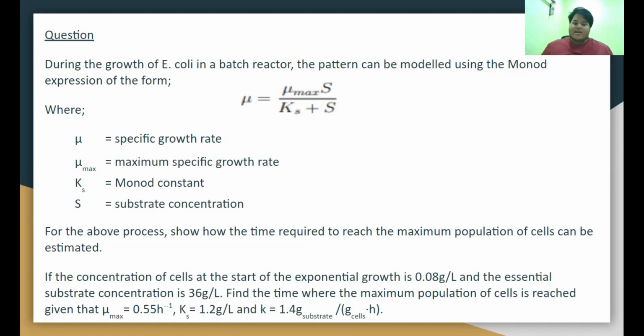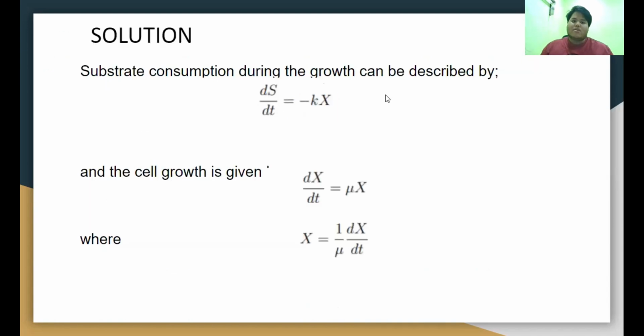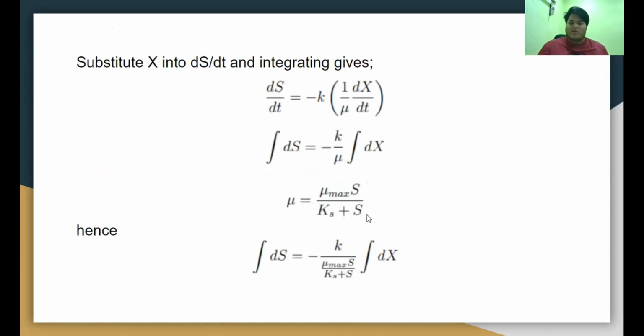Okay, so to solve this question, firstly we need to write the substrate consumption during the growth, which is dS over dt equals negative kX, and then the cell growth, which is dX over dt equals mu X. So we need to combine these two. In order to combine, we take X as the subject. When we rearrange, we get X equals 1 over mu times dX over dt. Then we substitute X into the first equation.